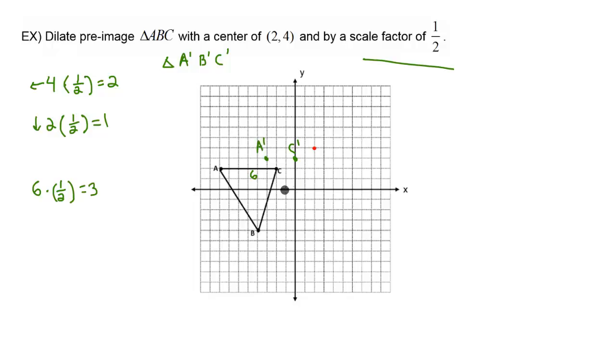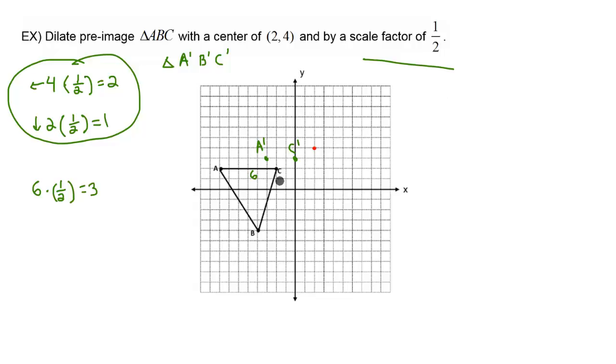Now all we have to do is find B prime, right? So we could measure the distance from our center to point B. That would be one way to do it, and that's how we started this problem. That's what we did right there. Or we could multiply the change from C to B by our scale factor. So this will give us a different way to even do these problems.